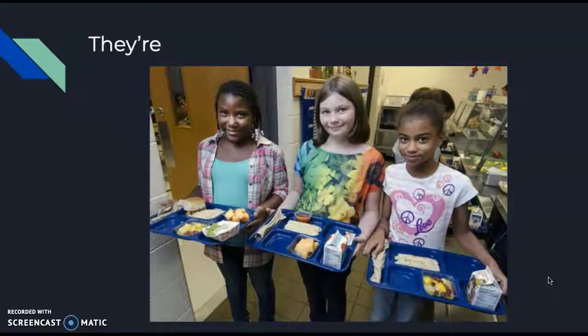So the first one is they're, T-H-E-Y apostrophe R-E. This is a contraction of they and are. So in this picture, these ladies, they're getting lunch. They are getting lunch. That's how we can tell the contraction is used, because it's replacing they are.